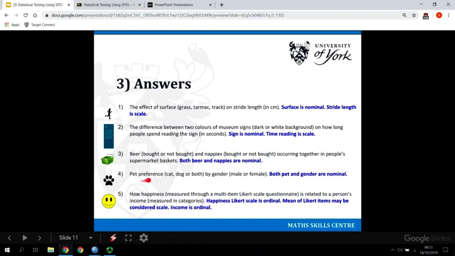And it's the same with pet preference. You can categorise somebody's pet preference as cat, dog or both. There's 3 categories this time, so that's nominal. And gender, here we've only got 2 categories, male or female.